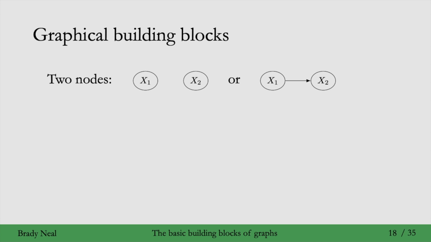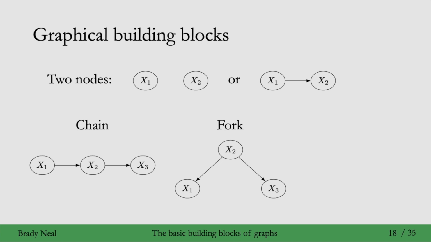Okay, so the first one is a chain graph, which is just x1 has an arrow to x2, has an arrow to x3. The second one is what's known as a fork, where x2 is the parent of both x1 and x3. And then the third is the immorality, where x1 and x3 are parents of x2, but x1 and x3 are not connected.